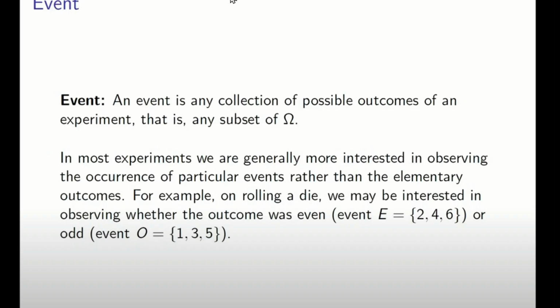So rolling a die, there are two subsets: one is the numbers which are even and the other is the numbers which are odd. 1, 3, 5 are odd and 2, 4, 6 are even.